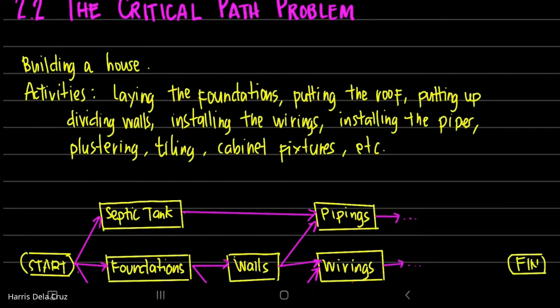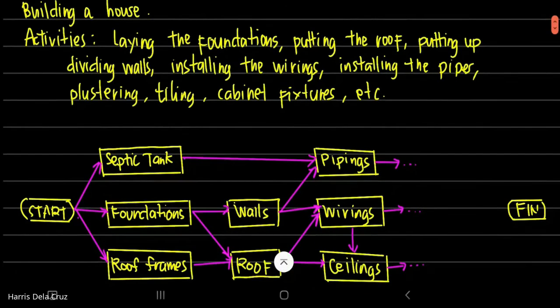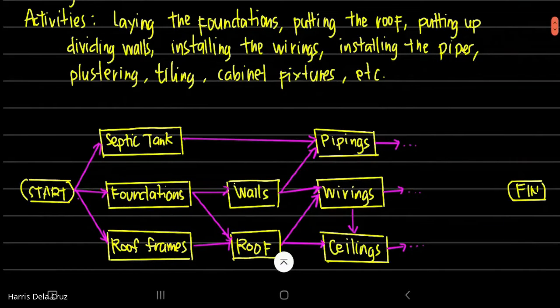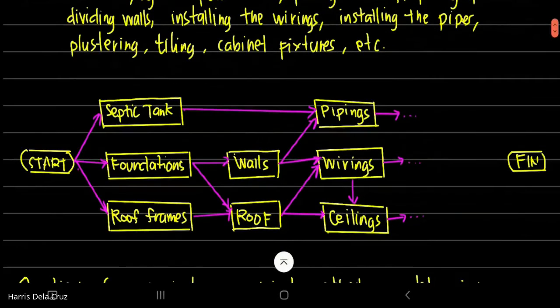May mga ganyan eh. Ibig sabihin may predecessor or may dependencies. For example, let's use the graph to illustrate. Pag mag-build ka ng house, pwede kang gumawa ng septic tank, mag-lay ng foundations, mag-welding ng roof independently. Ibig sabihin, pwede mong hiwa-hiwalay. May gumagawa ng foundations, may gumagawa ng roof frames, may gumagawa ng septic tank. Hiwa-hiwalay. Tama? So, all of them are needed to start building a house.